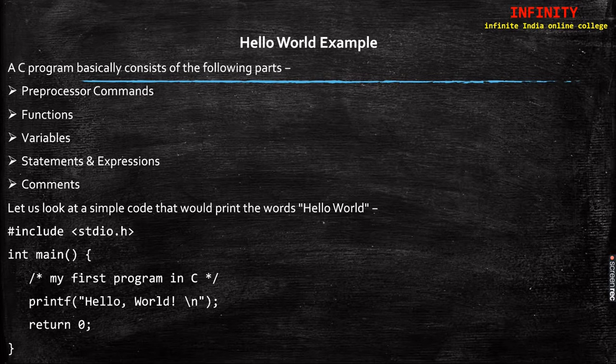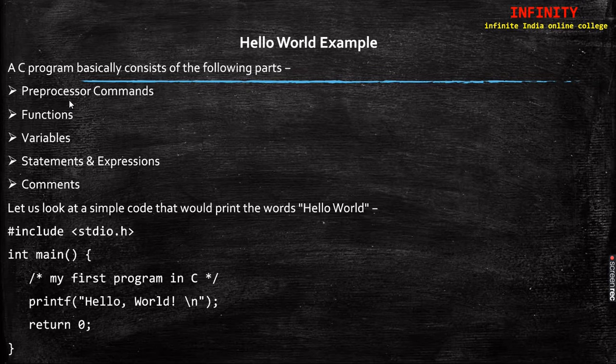So, the Hello World example, I am showing that Hello World example. A C program basically consists of the following parts. First one is the preprocessor commands, and the second ones are functions, variables, statements and expressions, and comments. I will discuss each one by one in a short way.